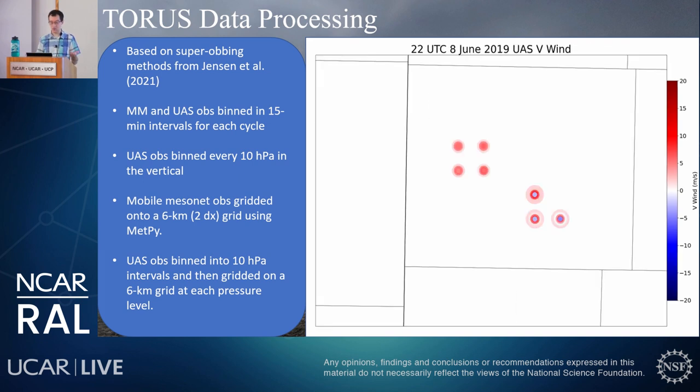And then this is what those UAS obs look like. The larger circles are closer to the surface, and you can just see that the winds are changing with height here, which is nice. That's kind of a Captain Obvious thing here.